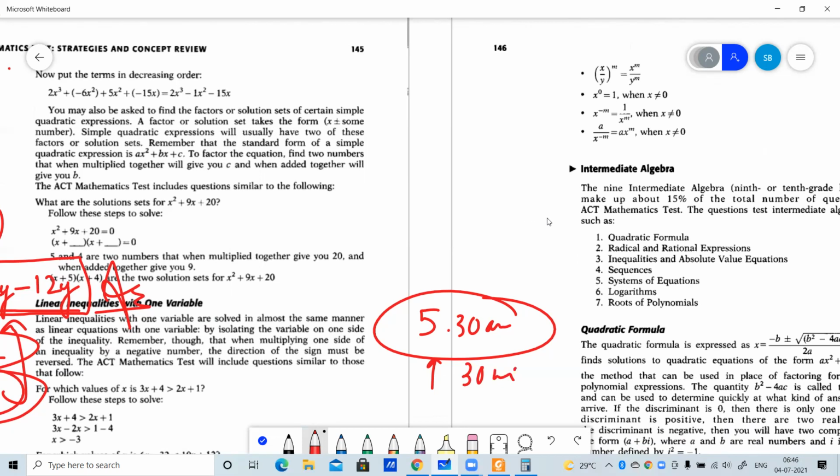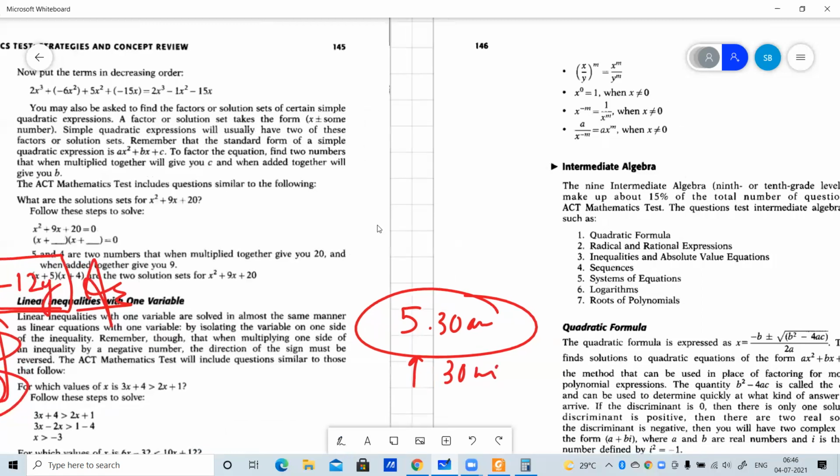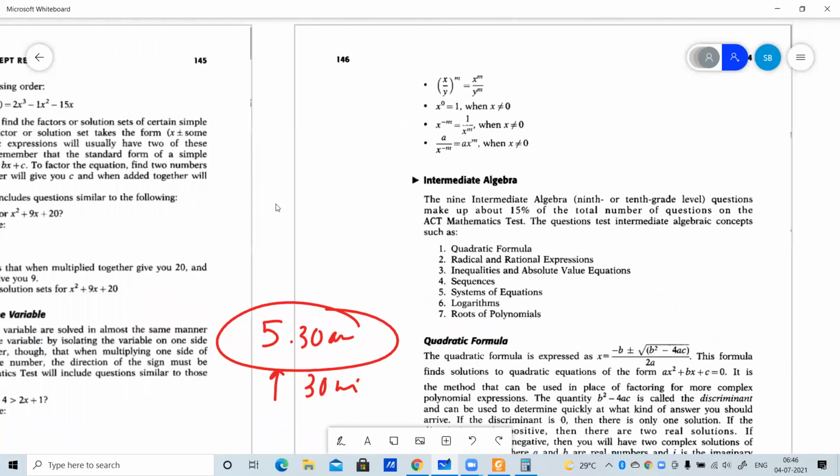9, 33, and 10. How much is that? 33 plus 10 is 43. 43 plus 9 is 52. So if we cover this intermediate algebra with good strength, then we'll be completing 52 questions of ACT. That's great news. Yeah, but we need to practice a lot. Seriously, we need to practice a lot.